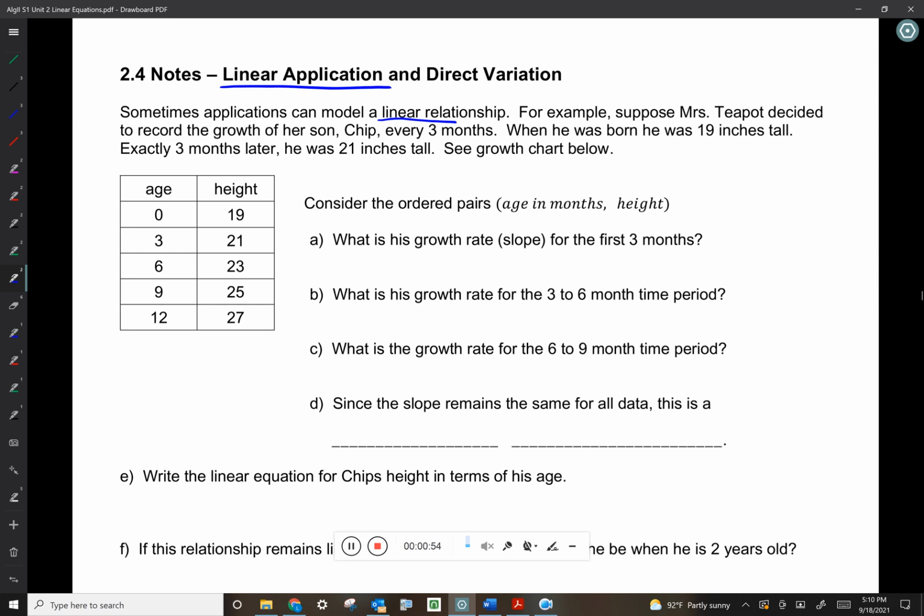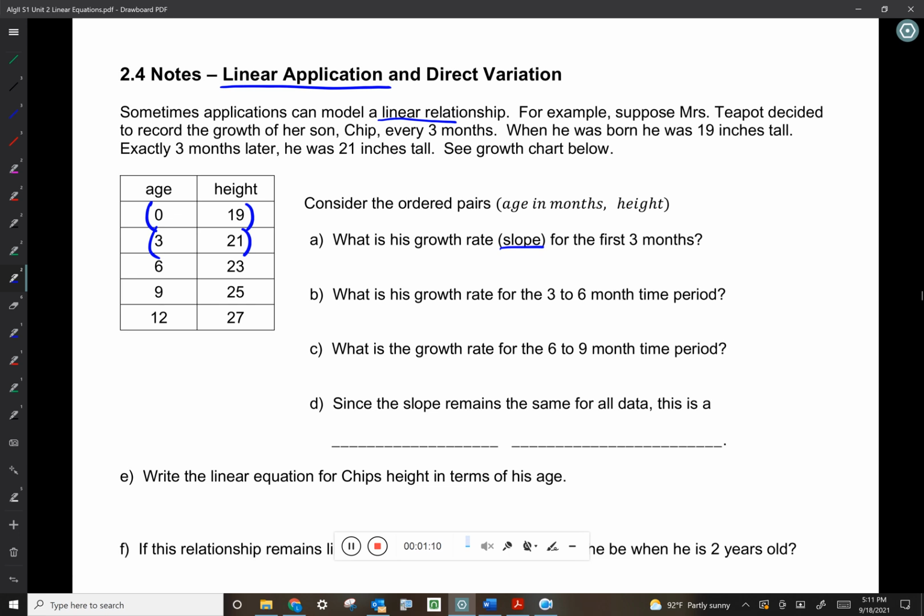Consider the ordered pair, age in months, comma, height. So it's like 0, 19 would be an ordered pair, or 3, 21 would be an ordered pair, and so on. So part A, what is his growth rate, or slope, for the first 3 months?